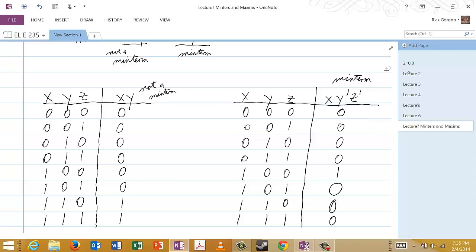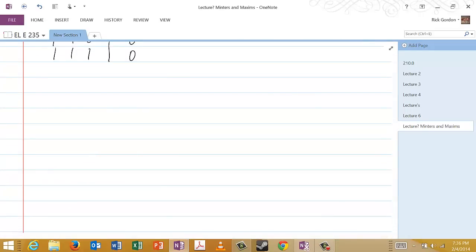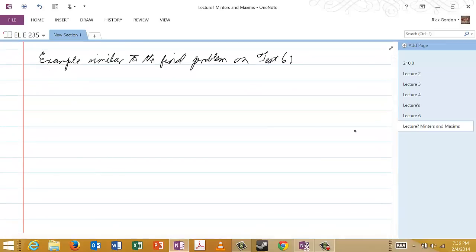Now this idea is actually very powerful, and in fact it relates to the final problem that you had on test 6. Let me remind you of that problem, or to be honest, I don't remember the exact numbers, but I can give you an example similar to the final problem on test 6. Now you will remember that on that final problem we had something like this.